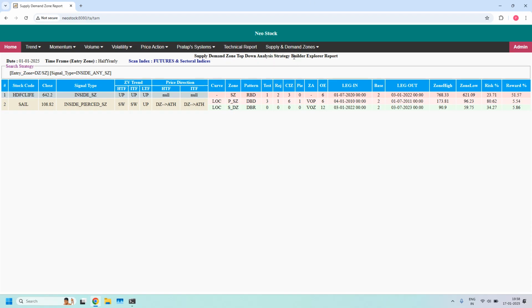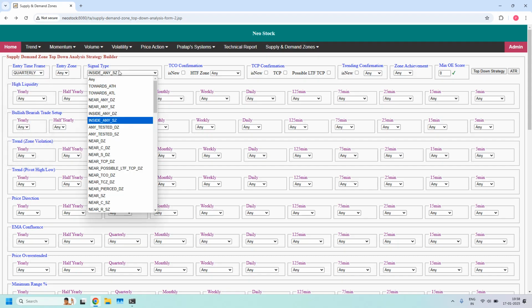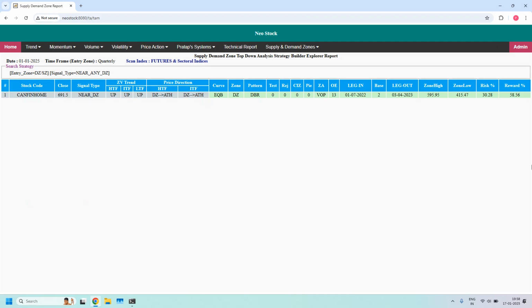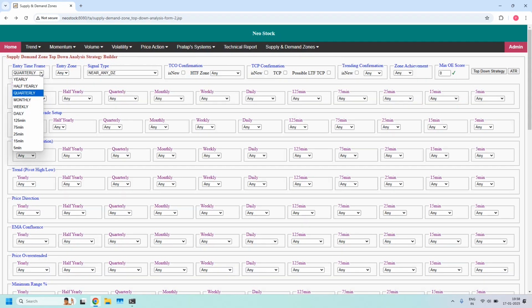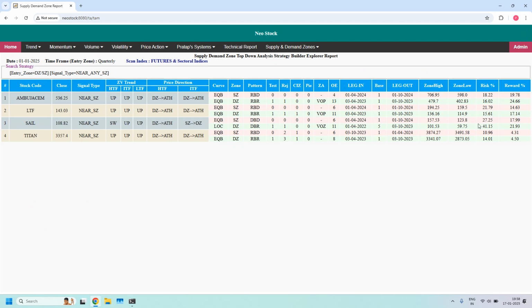Okay, next time frame is quarterly. Stocks near quarterly demand zone. We got 1 stock. Next quarterly time frame. Stocks near quarterly supply zone. We got 4 stocks.